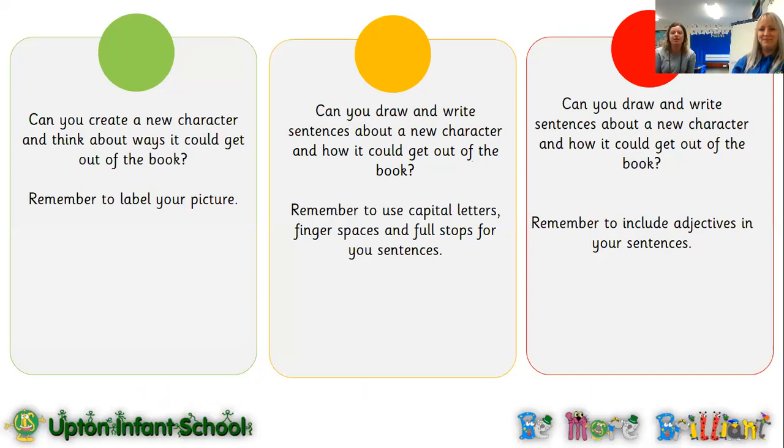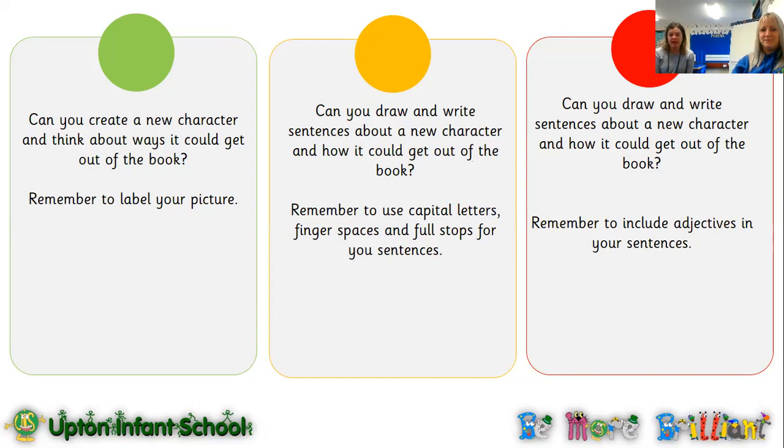So your task for today, if you would like to do the green challenge, we would like you to create a new character and think about ways it could get out of the book. Does your character jump up and down on the trampoline like Miss Elliott's, or does your character bash the book with its strong tail like mine? Or maybe it could eat its way out. I wonder what ideas the children will come up with. So don't forget to label your picture.